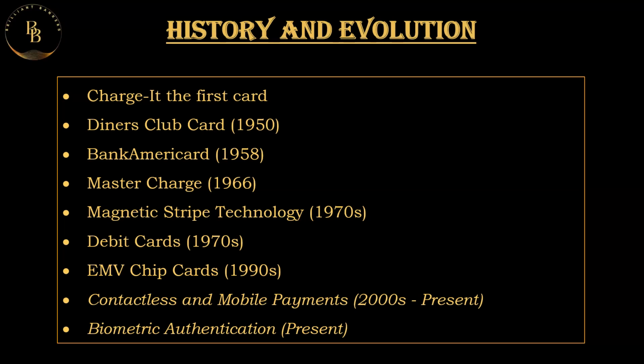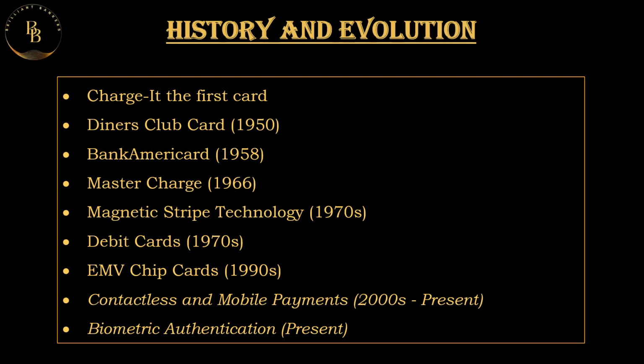So what is magnetic stripe technology? This was introduced in the 1970s. The introduction of magnetic stripe technology in the 1970s revolutionized card transactions. It allowed for data storage on the magnetic stripe on the backside of the card, enabling faster and more secure transactions. Then eventually came the debit cards, again in the 1970s. Debit cards came almost with the magnetic stripe technology only.